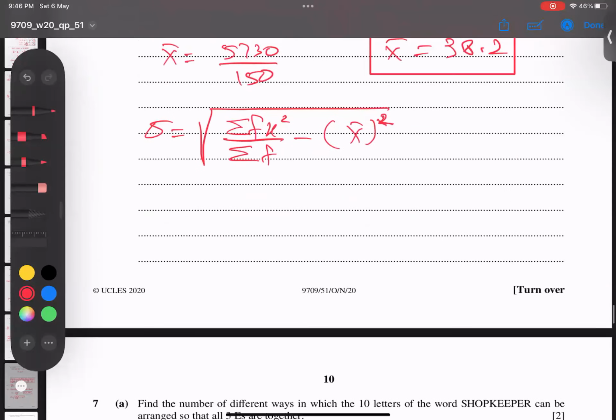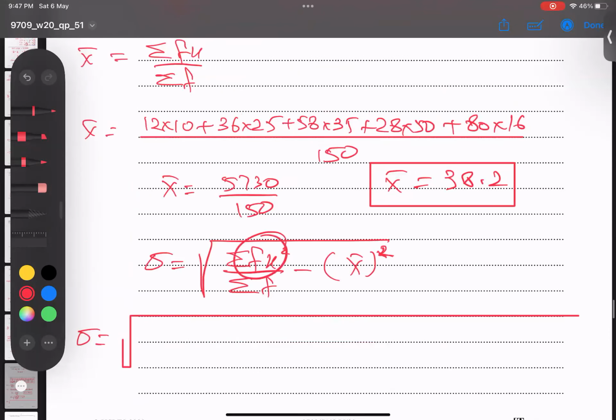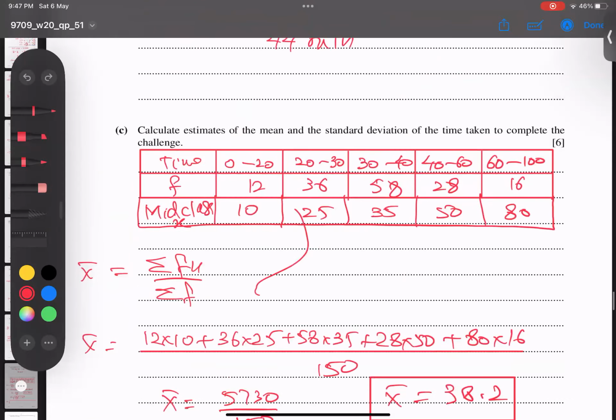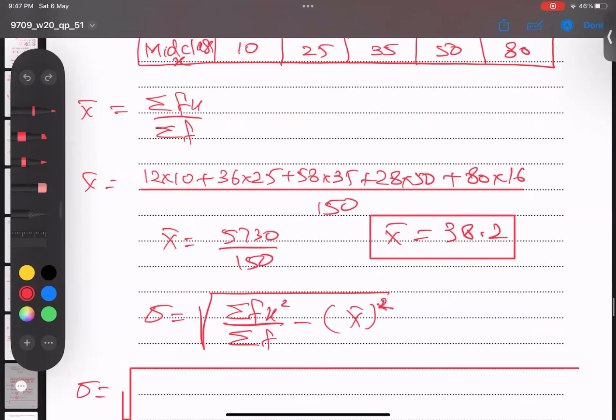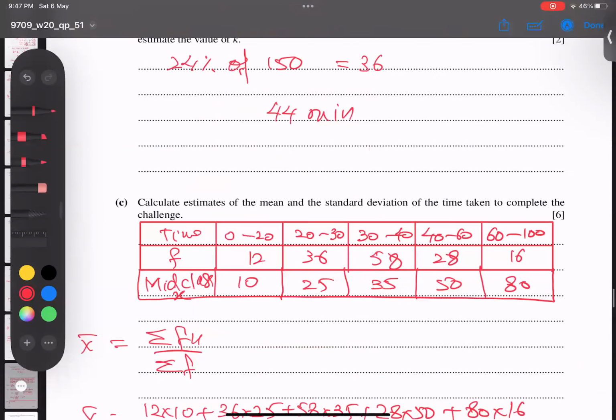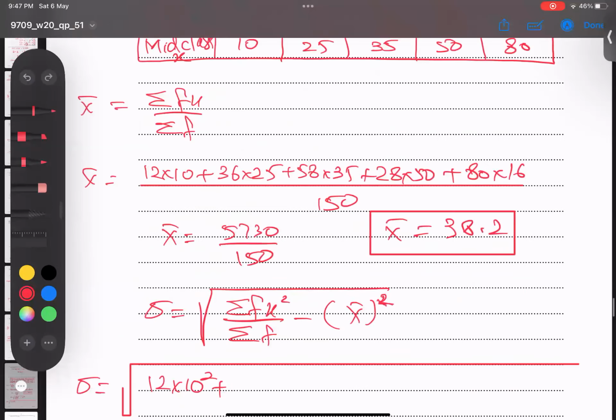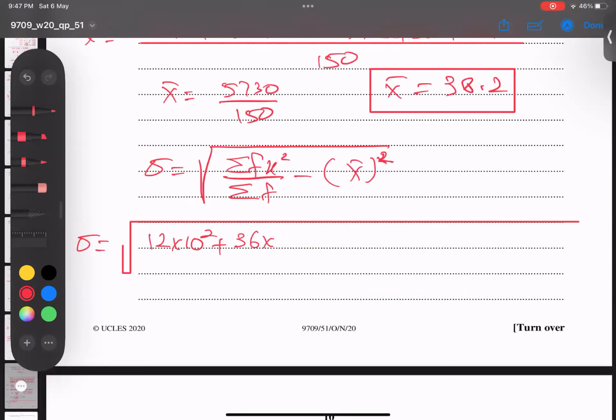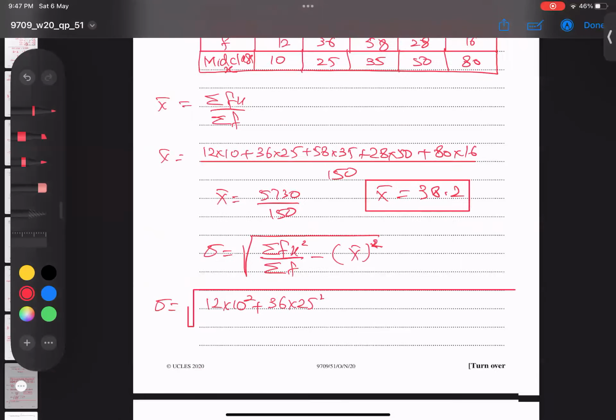Okay, and now I'm going to find it. This is a tough job here, but do it carefully. First of all, fx square, make sure. This is a square, this is x, square is the number. So 12 times 2, 10 square. And what is next? 36 times 2, 25 square.